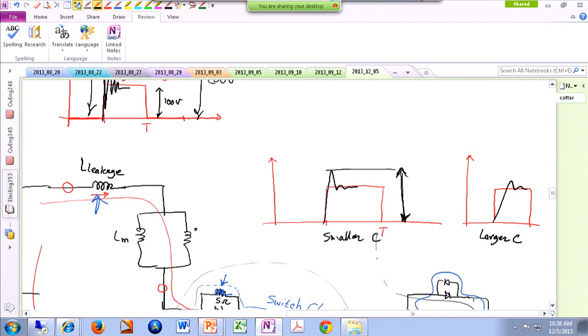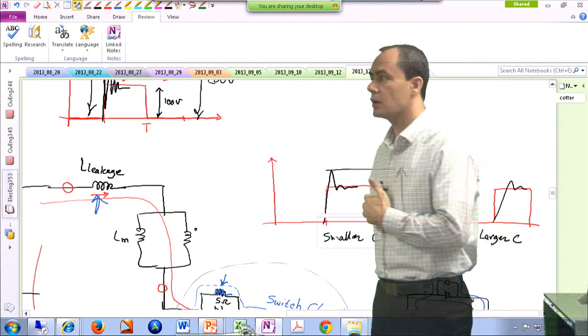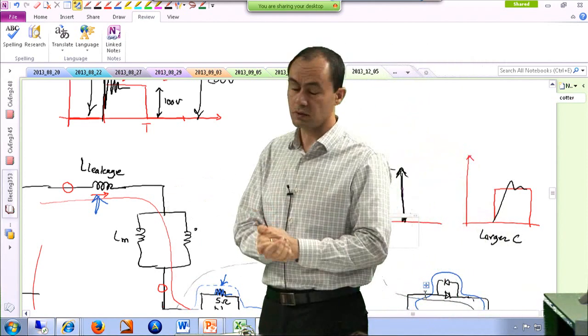But if you keep getting your cap smaller and smaller, it's as if you don't even have a cap. You're going back to the original case where the parasitic cap of the switch is actually the only thing holding things together. All right, any questions? So this was all about the snubber. Sometimes you add the snubbers to protect the system from overvoltage.